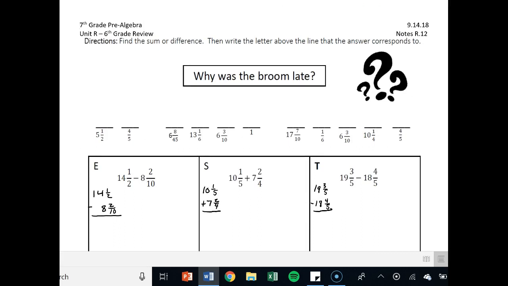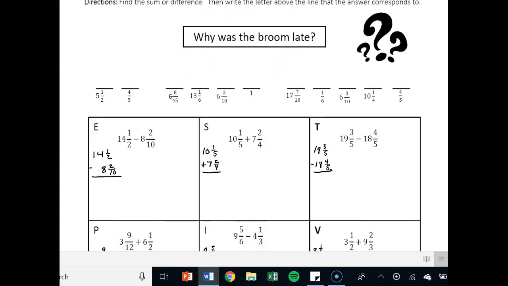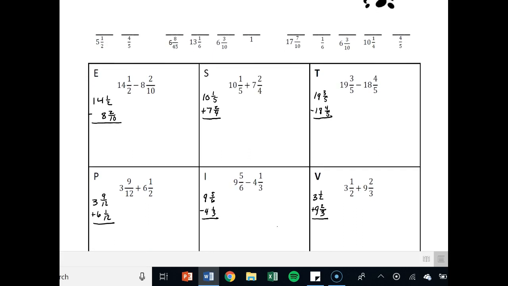First thing we're going to do is find the sum or difference, then write the letter above the line that the answer corresponds to, and that's going to answer this riddle: why was the broom late? Anything I don't finish, you're going to finish in partner tasks and report to either me or the other teacher in the room to get your classwork point if it's correct. So if you finish early, just start on the Ames Web homework and wait for your partner to get ready.